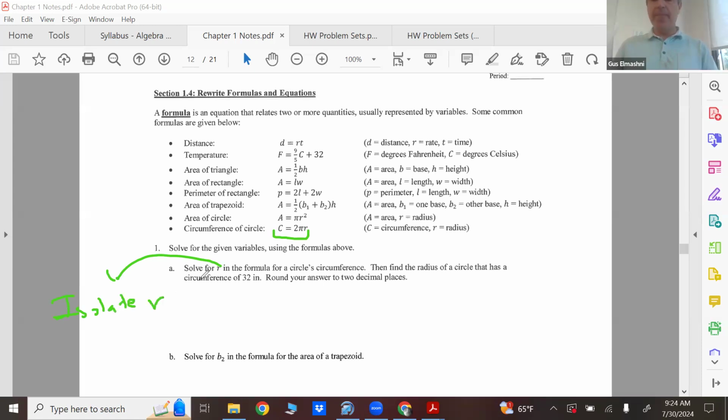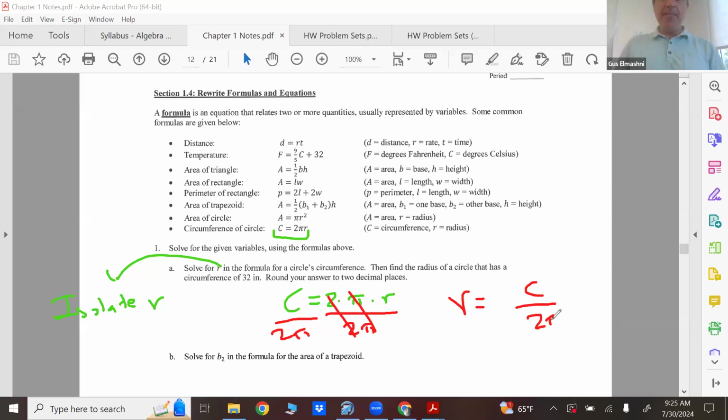So it's all algebra, right? So C equals 2 pi R. And if it helps, I'll put these multiplication symbols. What's the opposite of multiplication? Just a divide. There we go. Just do the opposite. Boom, boom. R equals C over 2 pi.